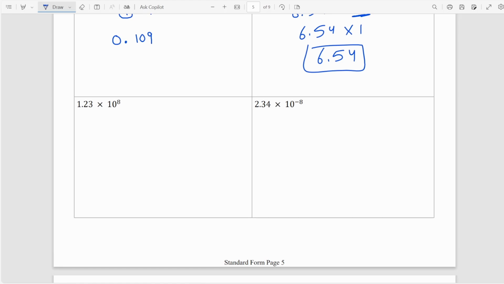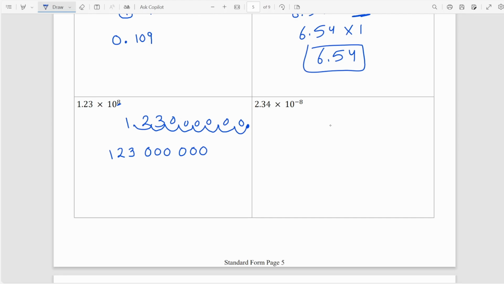All right, so now we have 1.23 multiplied by 10 to the power of 8. So 1.23. We will move the decimal to the right because this is positive, 8 times. So 1, 2, 3, 4, 5, 6, 7, 8. And I will put the decimal right here. So this is 0, 0, 0, 0, 0, 0. So we get 123 and 6 zeros, so it's 123 million.